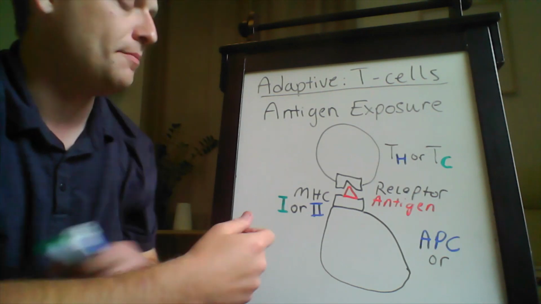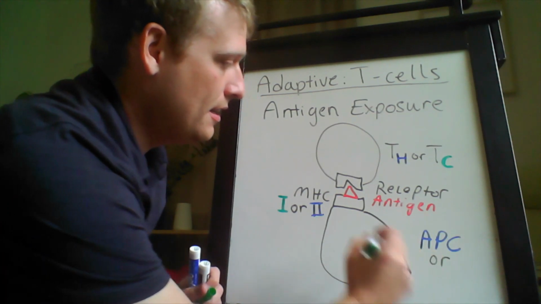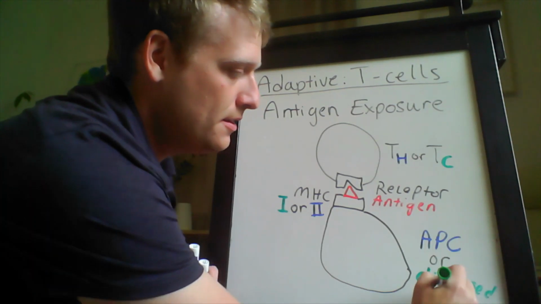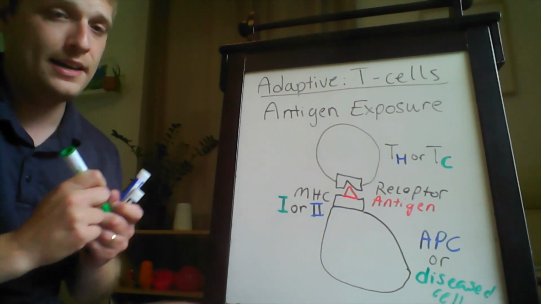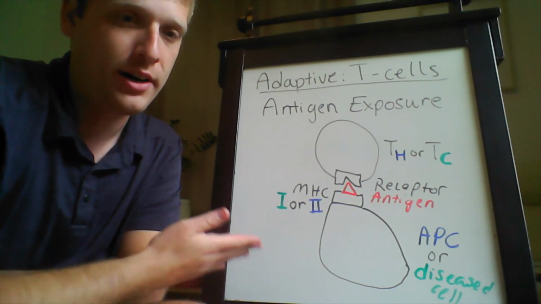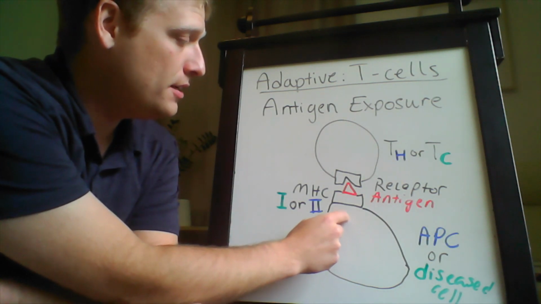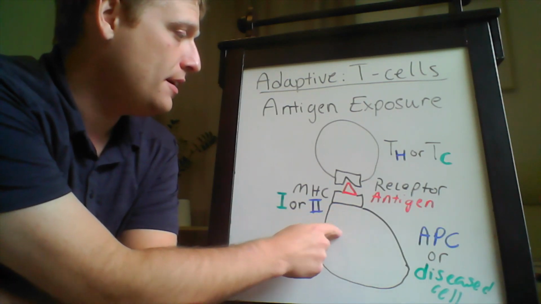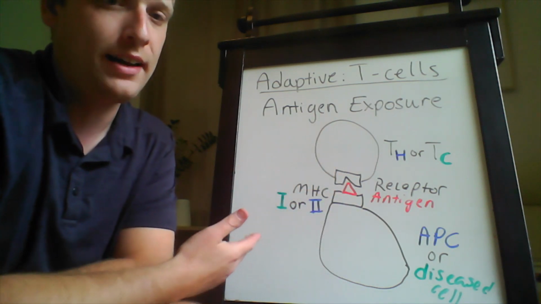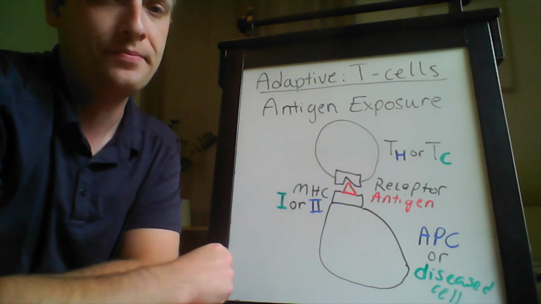bacterium. Aside from an antigen presenting cell, this cell that's activating T cells can be a diseased cell. So this can be a cell that's part of your own body. So like a cancer cell can be targeted for destruction by the immune system. And this diseased cell is going to have antigens on its surface. And that can also target and cause activation of the cytotoxic T cells.